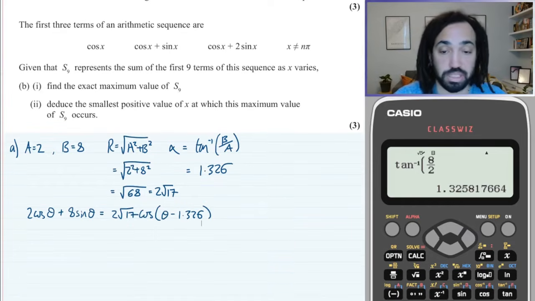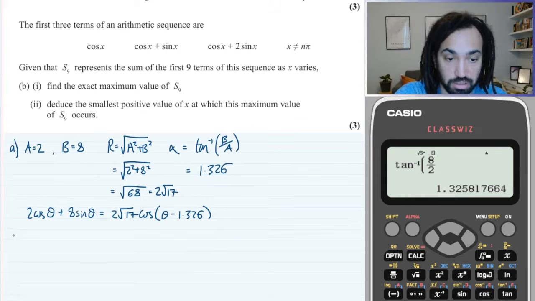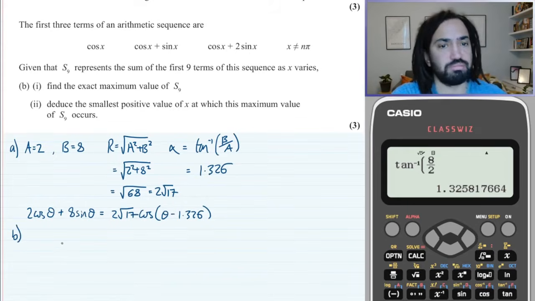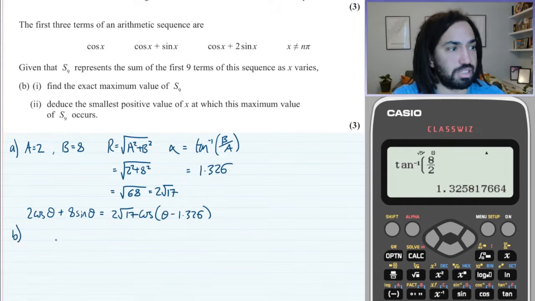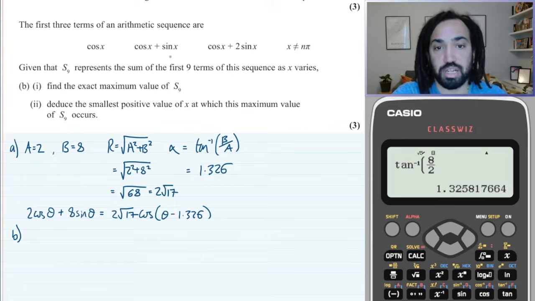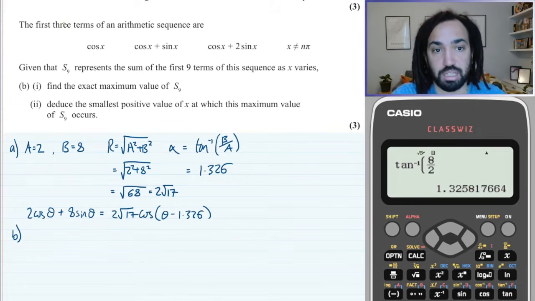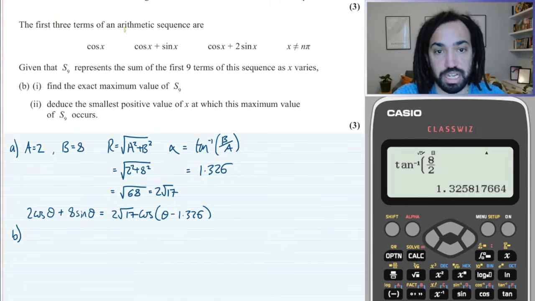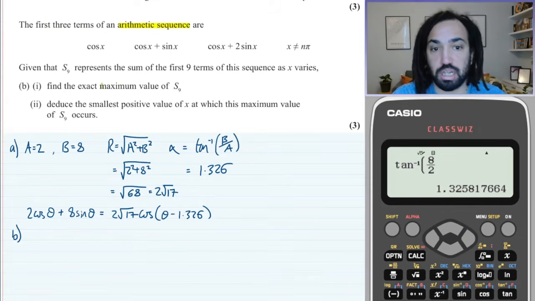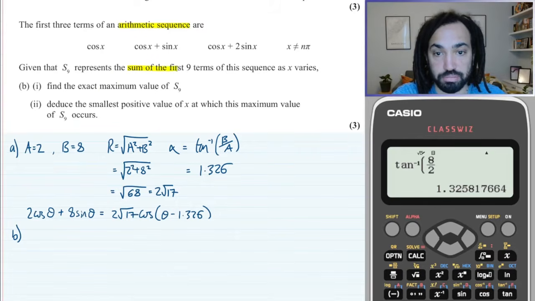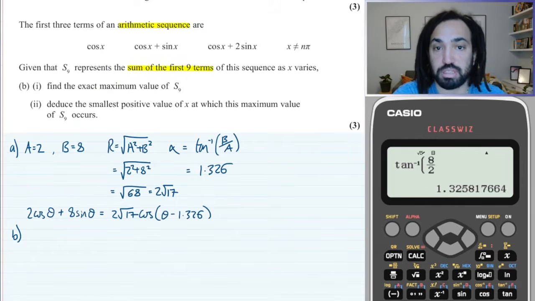I mean, that's quite a daunting question, to be honest, and for 3 marks, it's a bit like there should be more marks for that. But anyway, let's just break it down, because it says an arithmetic sequence, and it also says the sum of the first 9 terms.